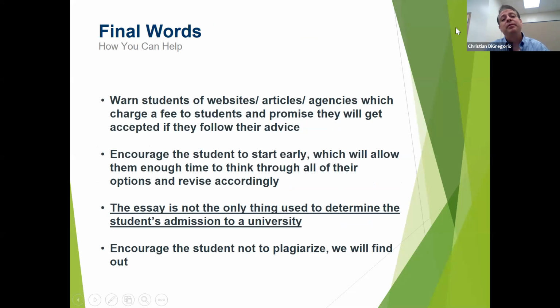All right. Some final words. Be careful out there. Be very wary about websites, articles, or agents that tell you that if you pay a fee, they promise you're going to get in, that they will help you with that essay. They may even try to write it for you. Be very careful of that. If someone offers you that, get out of there as fast as you can. It's a slippery slope, and you wind up getting yourself into trouble at some point.